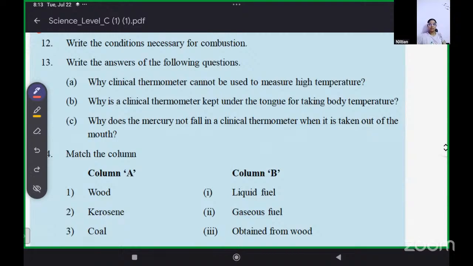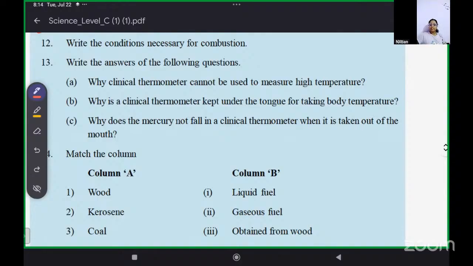Heat, oxygen, and fuel. Yes, good, Abraham. We need heat or fire, and oxygen, and fuel. When these three things come together, combustion happens.